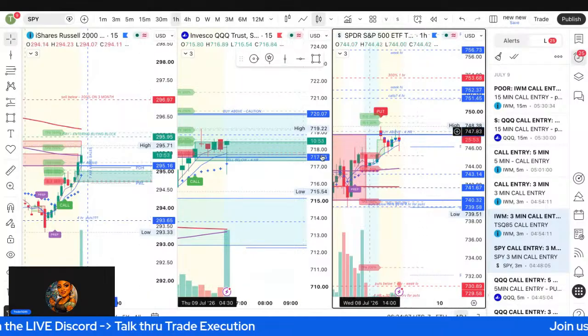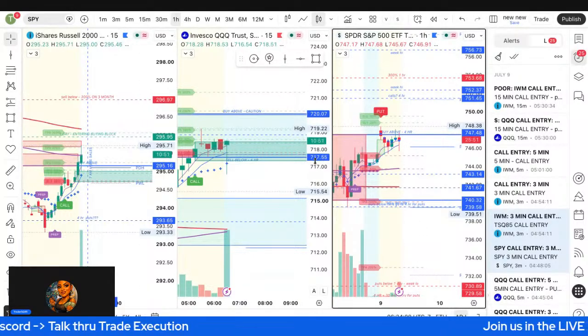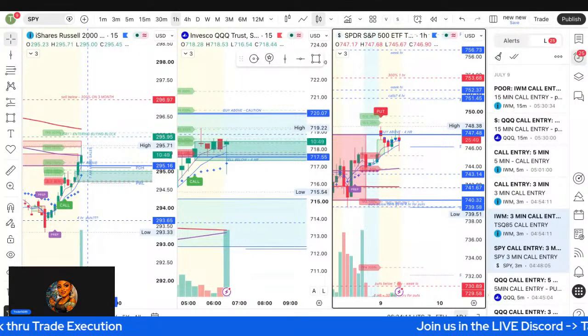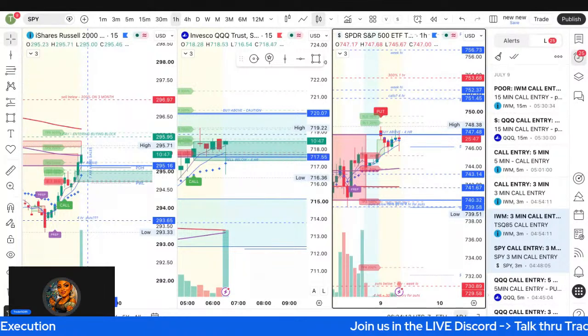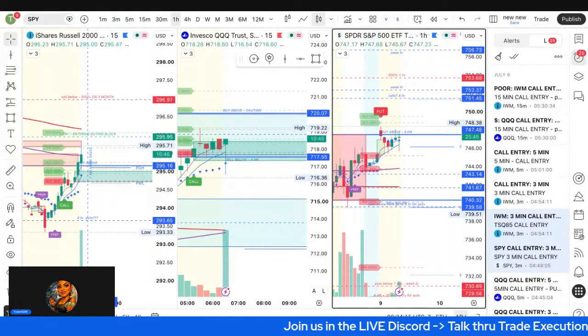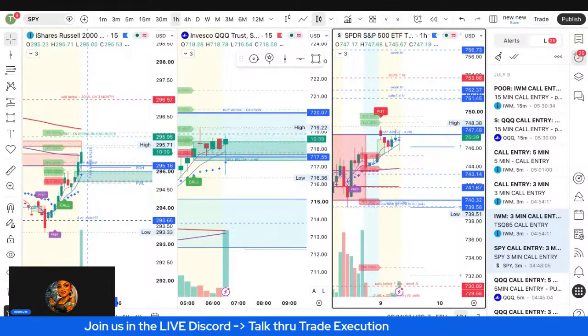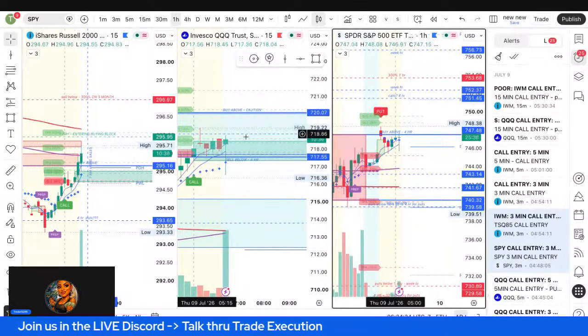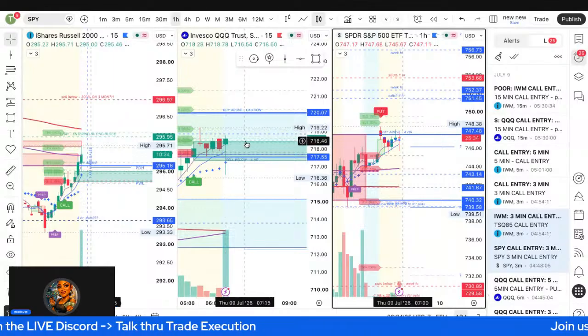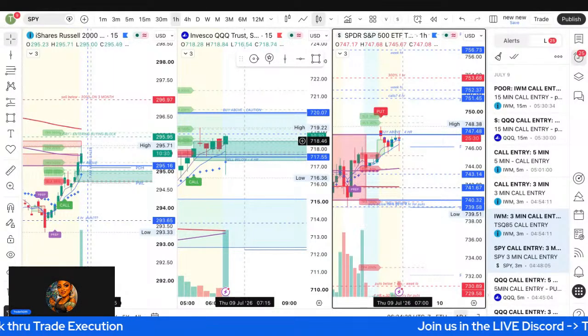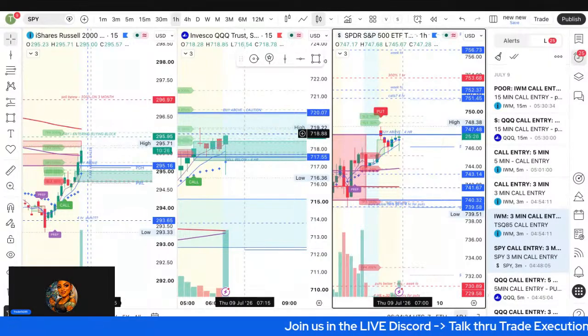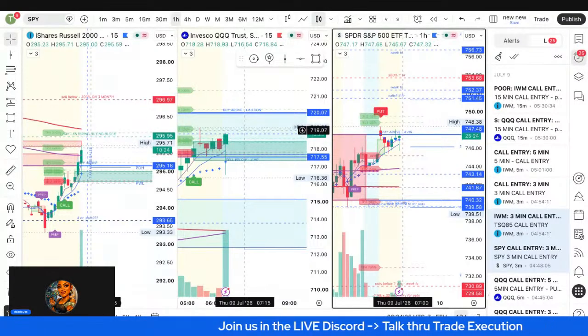Looks like we're going to go for that 100% level on QQQ. We're going to break above that. So these are satisfying those pre-market levels. We're breaking above this call area. We're at that 50% encroachment level. Looks like they're going to try to hit that 100%.